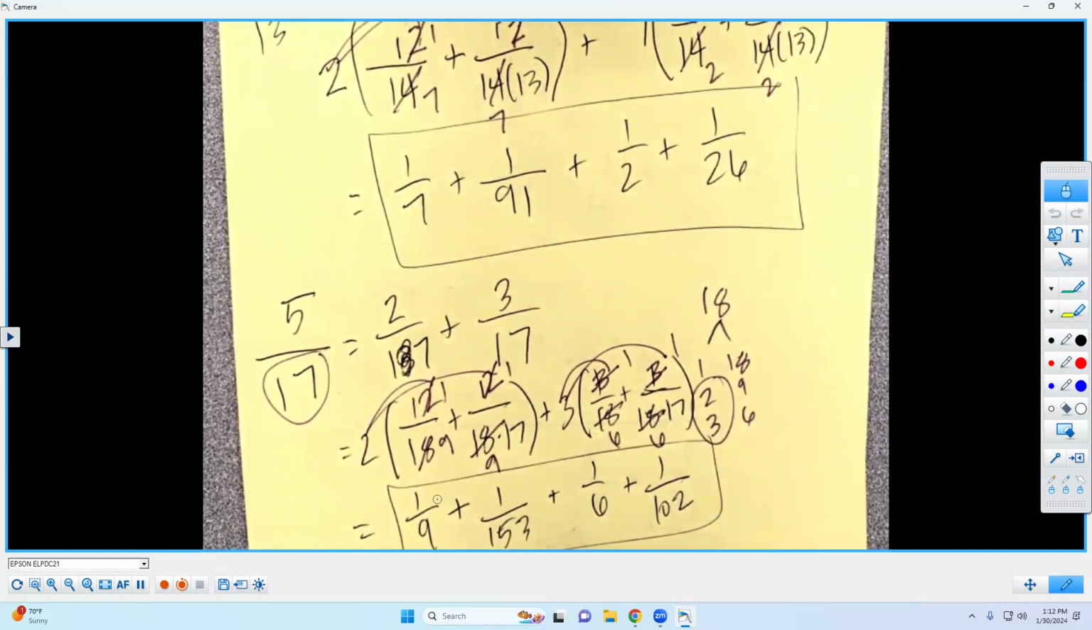Oh, here's the next problem I have. There's two ways to do this one. Questions about that? Good with that? Let's do one more of those.